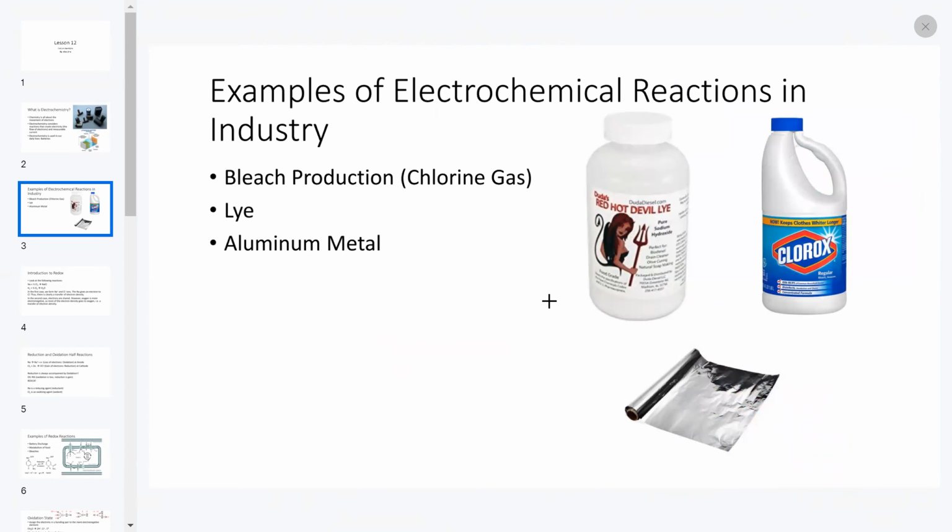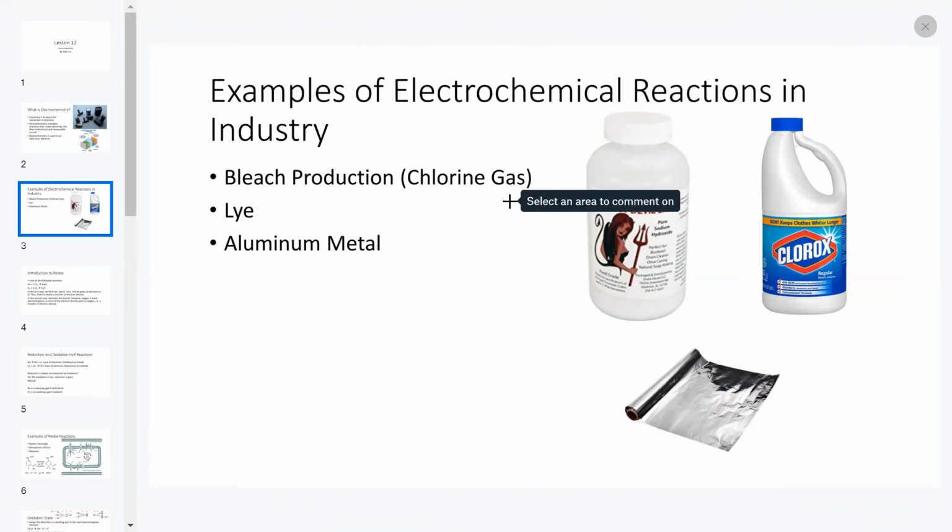Here are some examples of electrochemical reactions in industry. One major electrochemical reaction is bleach production, so making chlorine gas. Chlorine gas is made by passing electricity through a solution of sodium chloride. So take some table salt, add it to water, and pass a current through it, and you'll generate chlorine gas on one wire. On the other wire, you generate what's called sodium hydroxide.